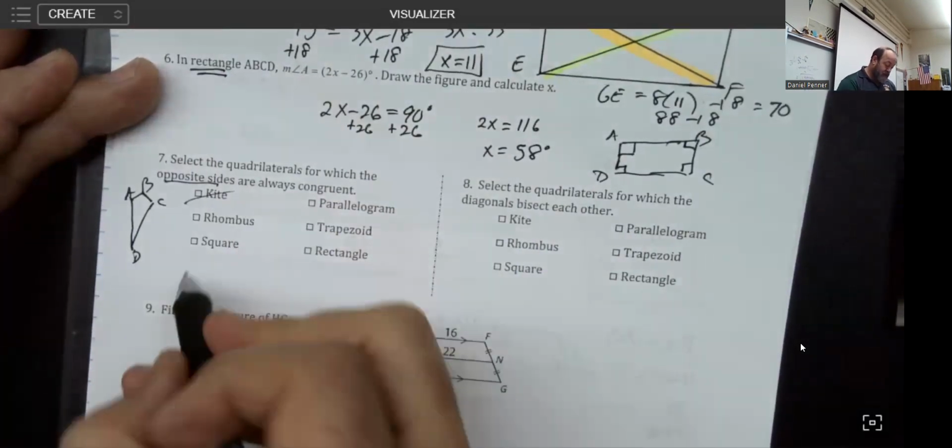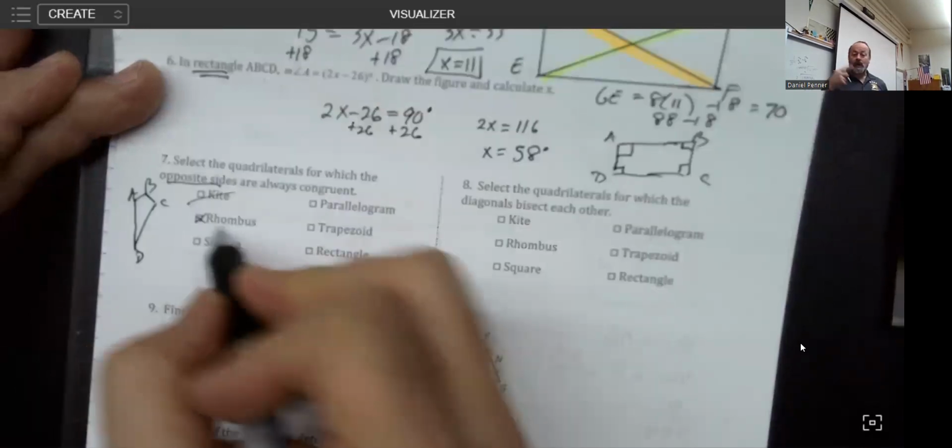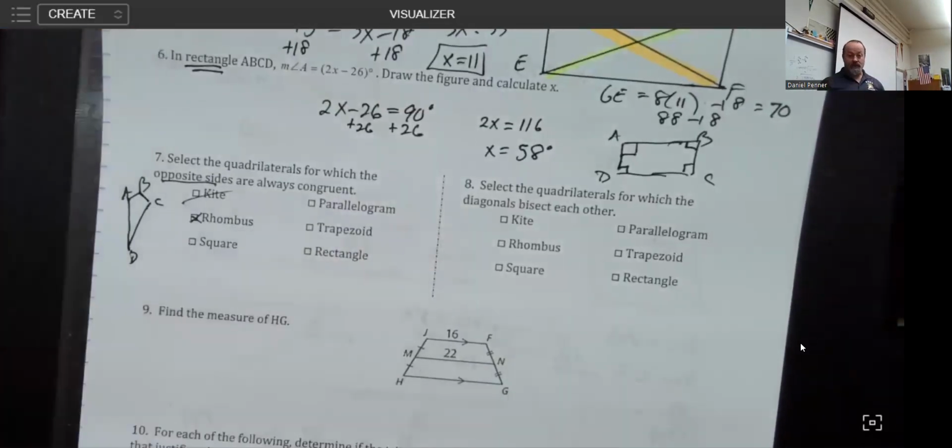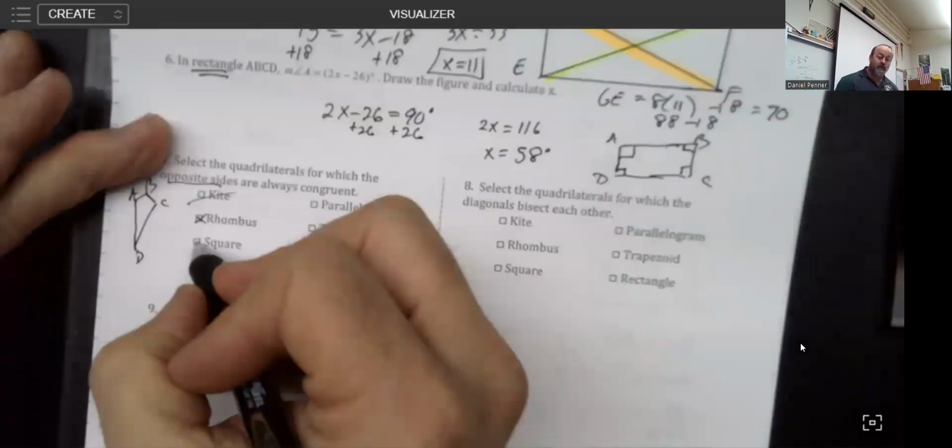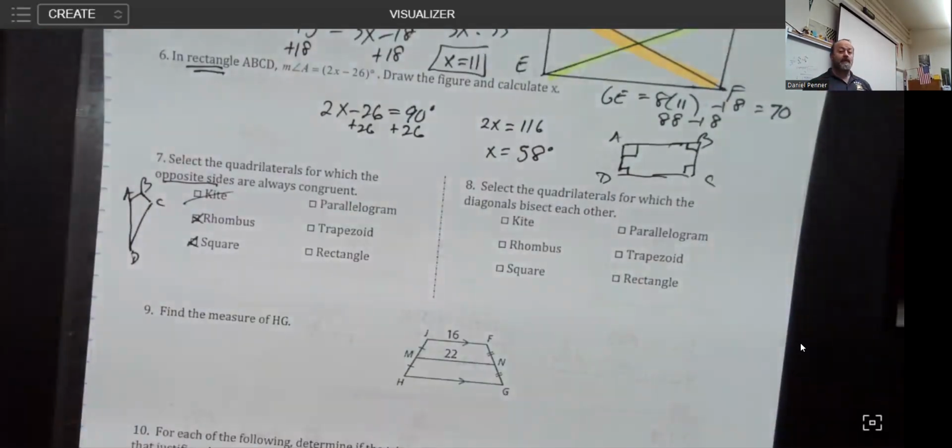But a rhombus would be because not only are opposite sides congruent, all of the sides are congruent. So that is for sure. And same thing for a square. A square is all the sides are the same with 90. So those are pretty quick.